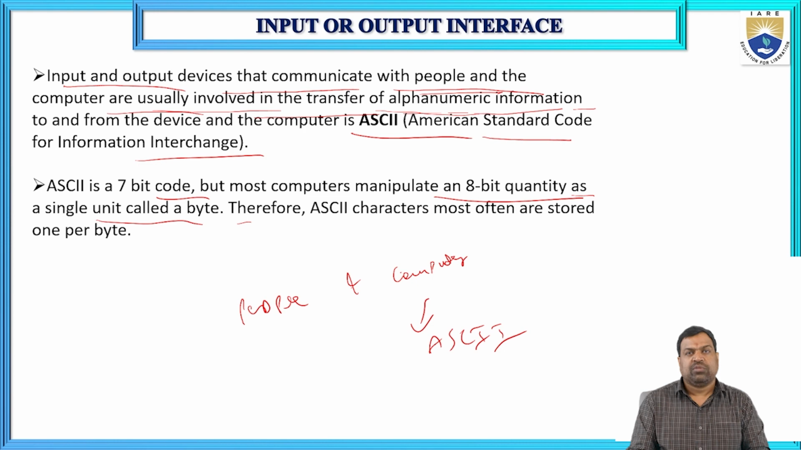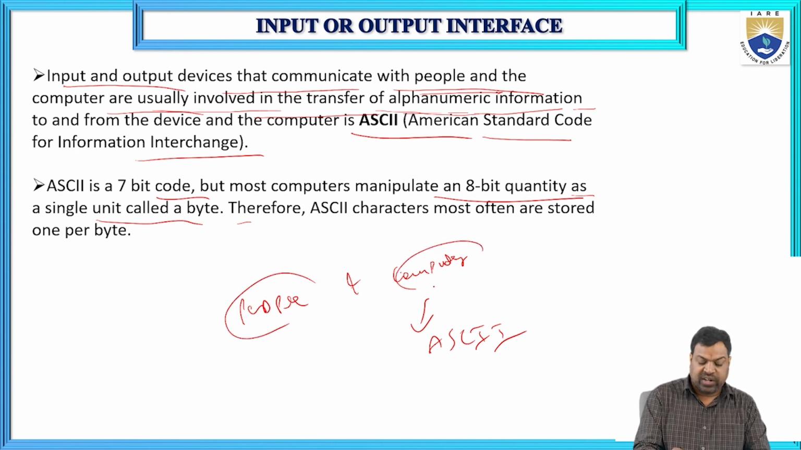Input output devices that communicate with people and the computer are usually involved in the transfer of alphanumeric information to and from the devices and the computer in ASCII. ASCII is a 7-bit code, but most computers manipulate 8-bit quantities, transferring the data as a byte. So people and computers can understand ASCII. People means even high level languages.